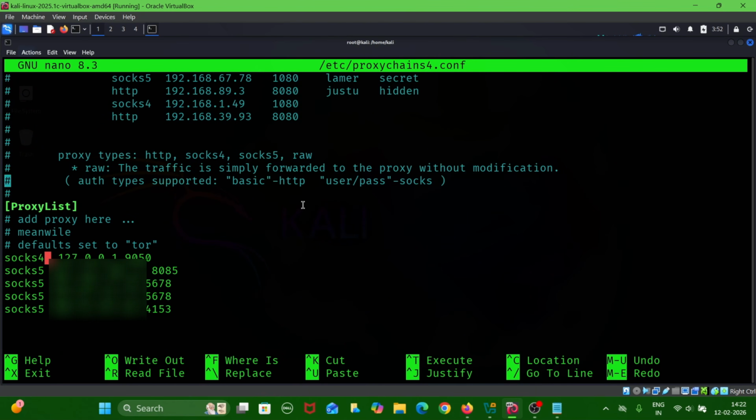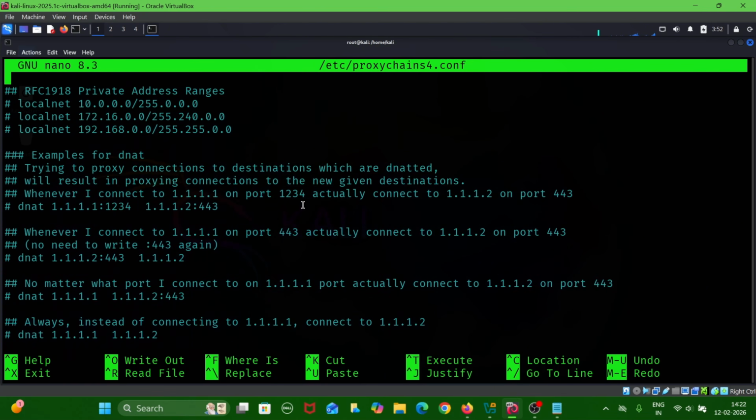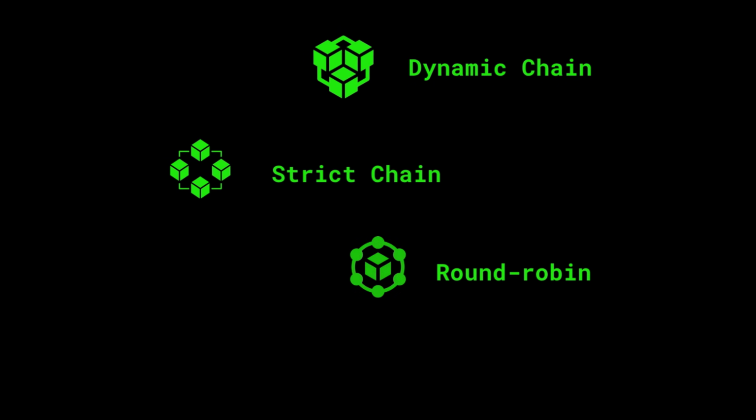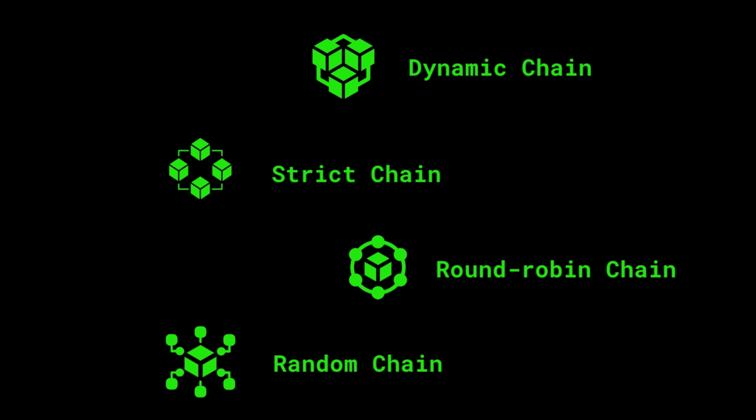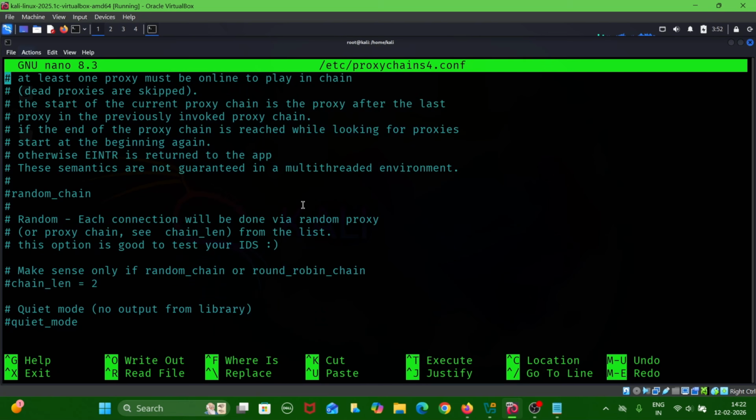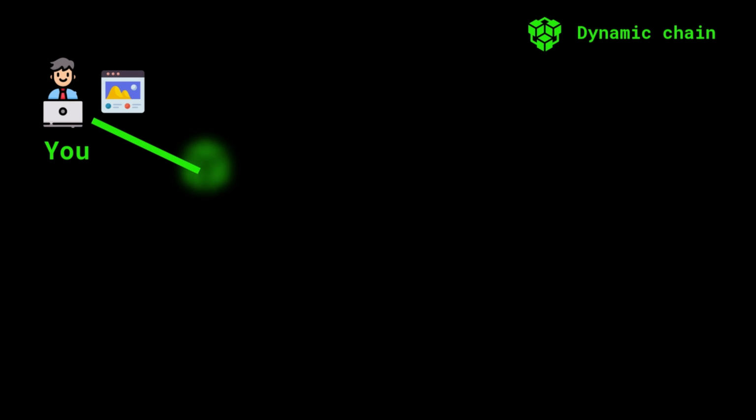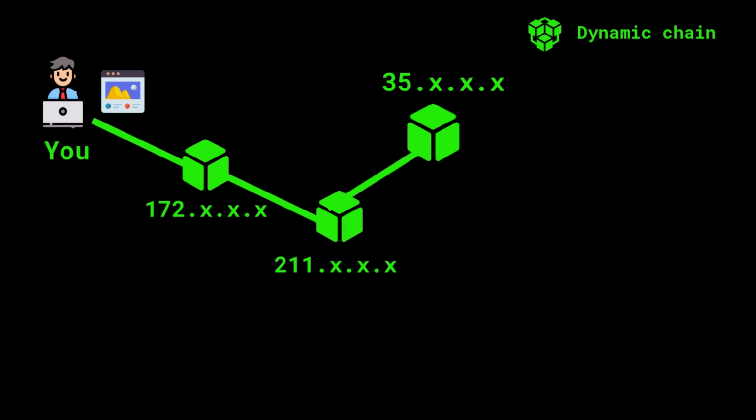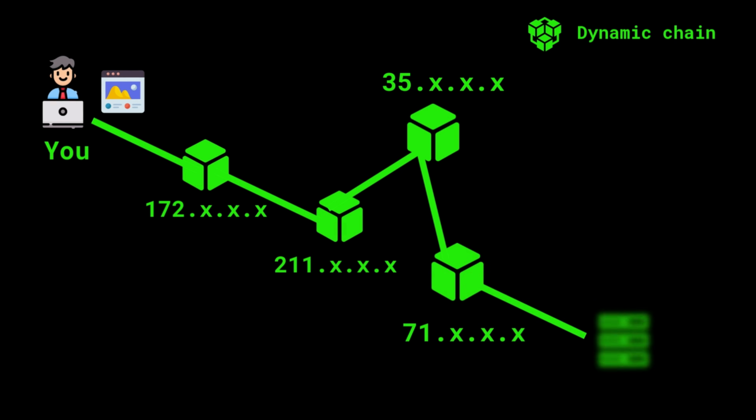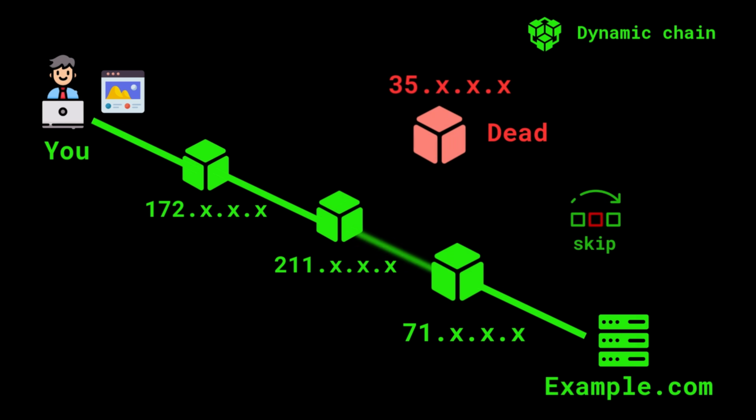After adding the proxy list, let's set the chain type. ProxyChains gives us 4 modes: dynamic, strict, round robin and random. And each one decides how your traffic moves through the proxies. Dynamic chain tries proxies in the exact order you listed. If one proxy is dead, it simply skips it and moves on to the next one. This keeps your connection smooth and stable.